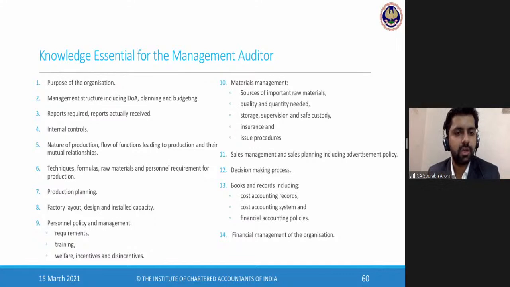Third is the reports required for the management and reports actually received. Fourth are the internal controls. Fifth, nature of production, flow of functions leading to production and their mutual relationships. Since the management auditor covers a very wide variety of audit for the management, therefore, for each of these functions, the basic knowledge of these functions is required. And so, first of all, we'll start with the very macro level: purpose of the organization, management structure, reports required, internal control.